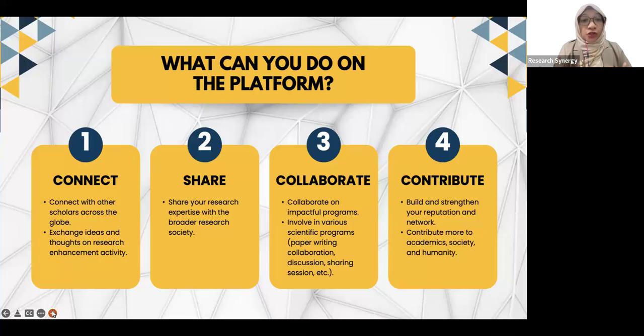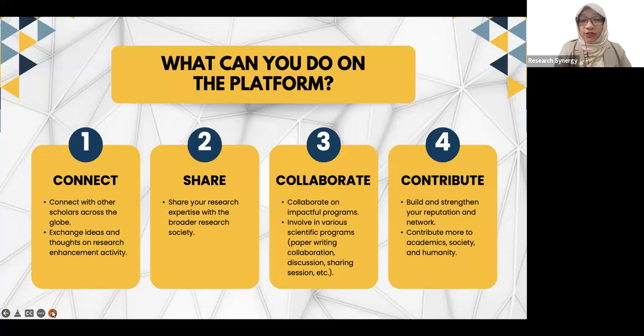The second thing is you can share. Please share your research expertise with the broader research society, because anyone will know your research only if you share it, right? They don't know your research expertise if you do not share it with them, if you do not publish your research. So you have to share. It could be shared in the community platform, through your publications, and so on, and also in international conferences or in the research colloquium that you will have right away.